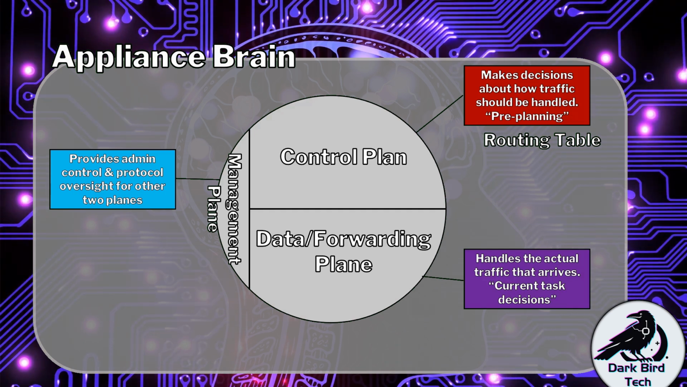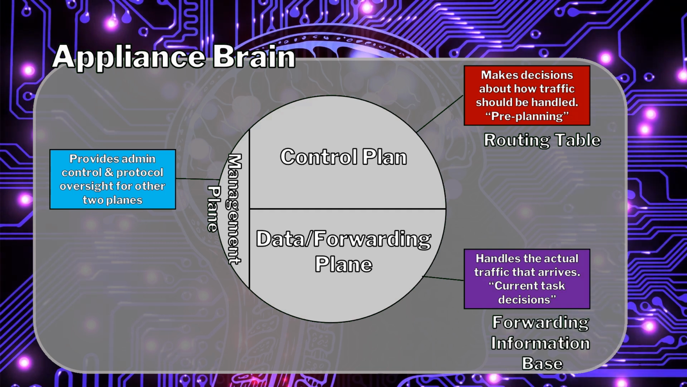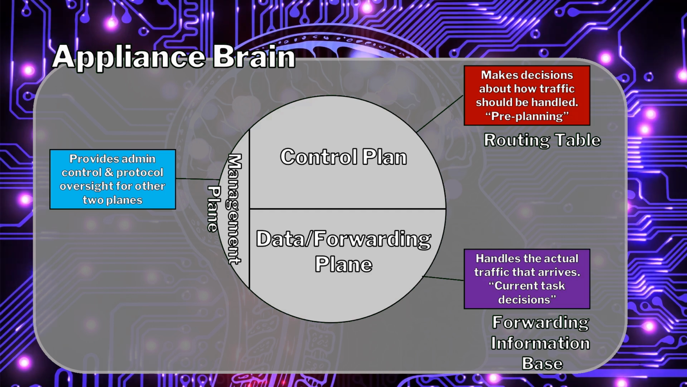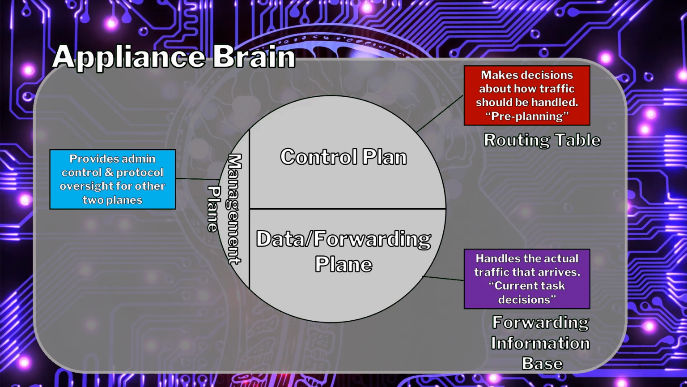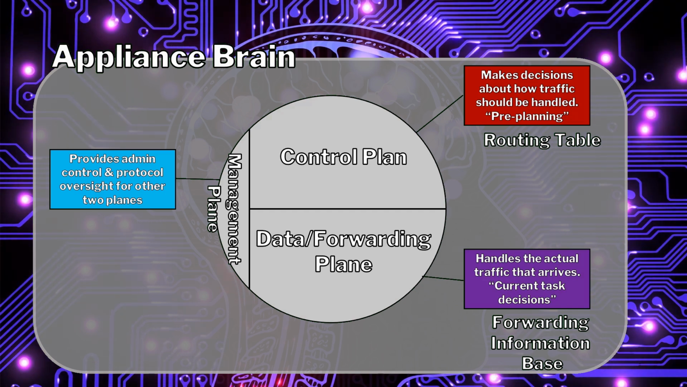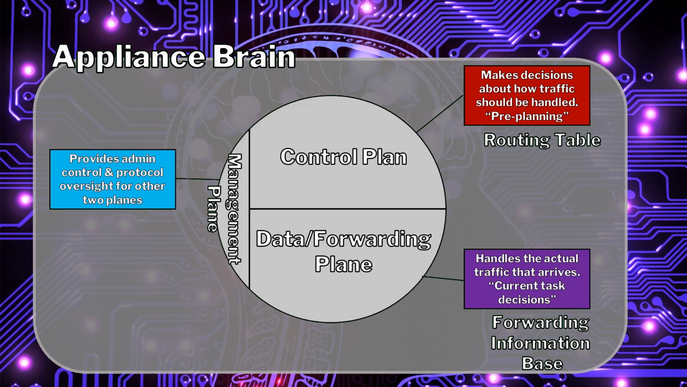Now, in the data plane, it doesn't have a routing table. It has something called the forwarding information base, which is sort of like the routing table, but it's definitely formatted in a way that the router can read and understand. It's more machine code than for human beings. Routing tables are a little bit more for us.